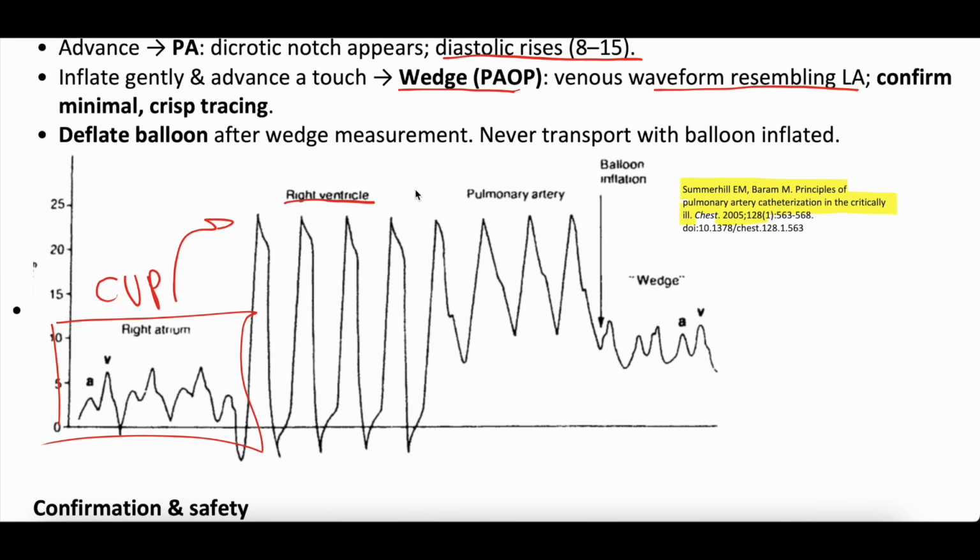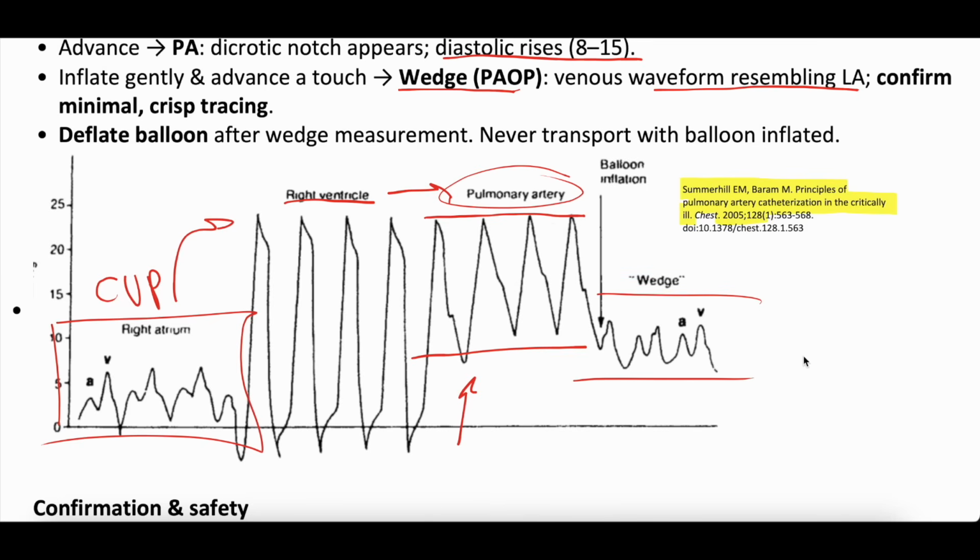And as you keep advancing, you'll then see this diastolic step up. The systolic pressure will stay the same, but the diastolic pressure will jump up. And that's when you're in the pulmonary artery. That's when you know you're close to being wedged. And then once you wedge, you'll see that systolic drop way down.